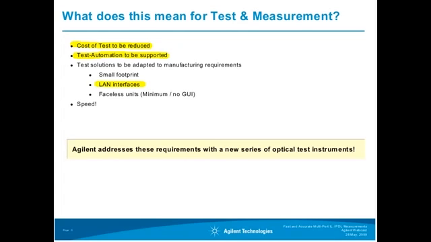instrument properties. For example, we need certain interfaces on the instruments. Local area network connection is important these days. If you have local area networks, then in many cases you don't need a GUI anymore. Of course, small footprint is also highly desired, and I already talked about the speed requirement, which is more or less identical to throughput. Agilent addresses these requirements with a new series of optical test instruments, and we will talk about some of these instruments during this session.